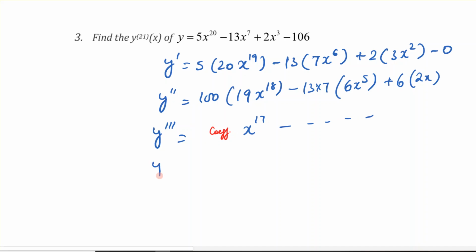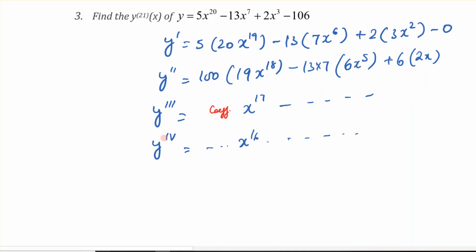Similarly, if I take the fourth derivative, I would get x raised to power 16, right? And so on. So if we notice, when we had the first derivative, the highest power was 19. So 19 plus 1 is 20. Then second derivative, the highest power is 18. 18 plus 2 is 20. Third derivative, highest power is 17, and so on.